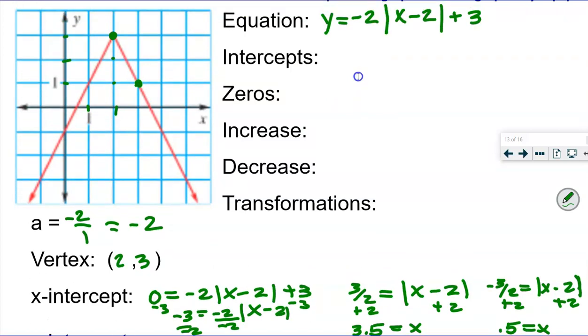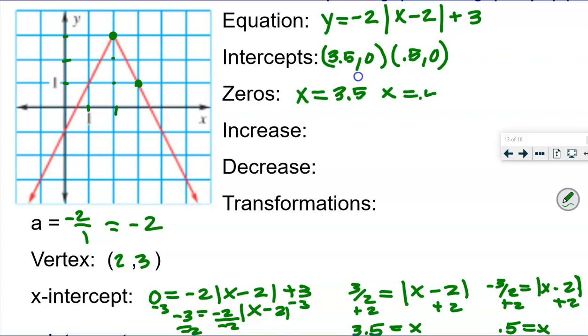So we're going to say 3.5, 0, and 0.5, 0, right? And remember, those are our zeros as well. So we can say x equals 3.5 and x equals 0.5.